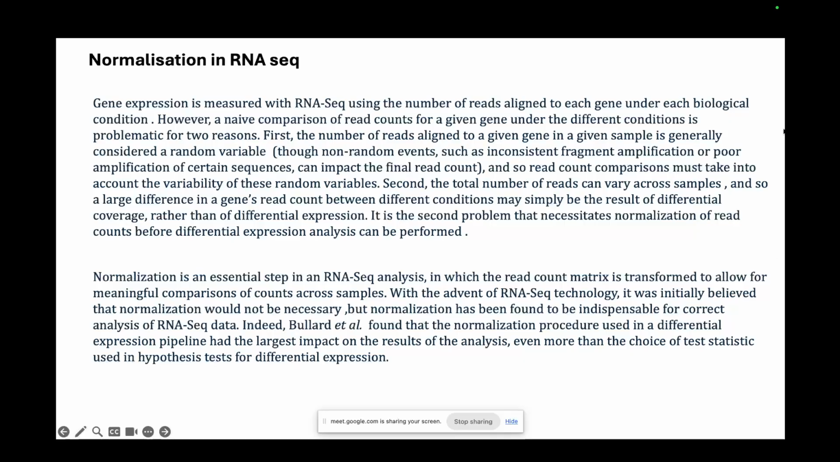So here is an example. The number of reads aligned to a given gene in a given sample is generally considered a random variable, and so read count comparisons must take into account the variability of these random variables. As I was saying, the gene length might be a variable thing. Second, the total number of reads can vary across samples, so a large difference in a gene's read count between different conditions may simply be the result of differential coverage rather than differential expression. It is the second problem that necessitates normalization of read counts before differential expression analysis can be performed. It is an essential step in RNA-seq data analysis, in which the read count matrix is transformed to allow meaningful comparisons across samples, right?